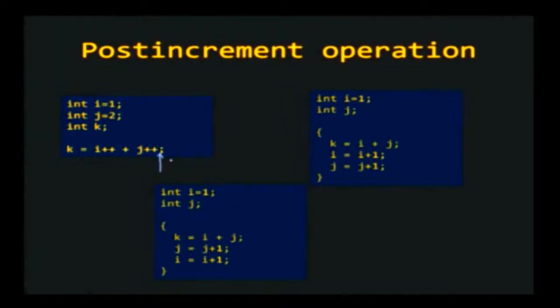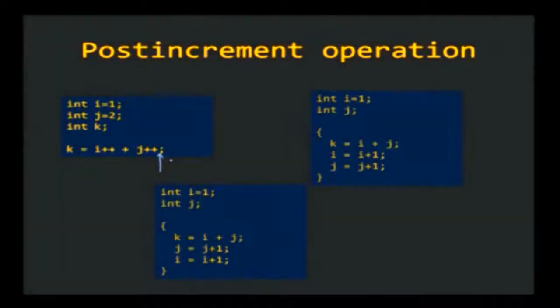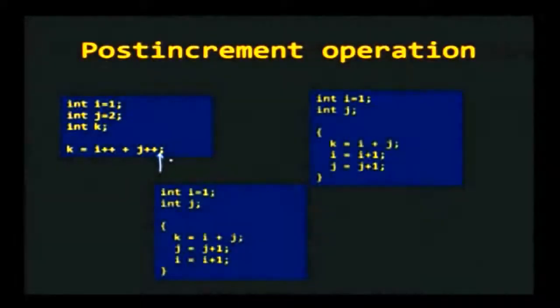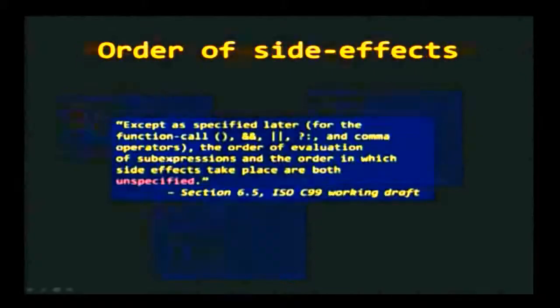And the answer is that the C standard does not say. It leaves it deliberately unspecified, so that the compiler can do what it wants. Okay, so here is the second subtlety in this whole business.